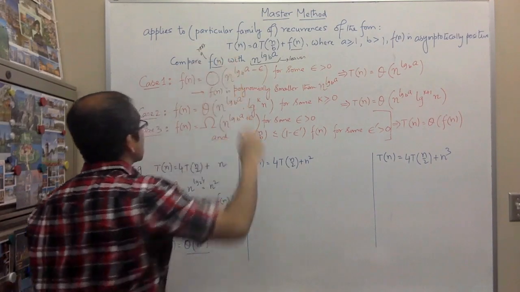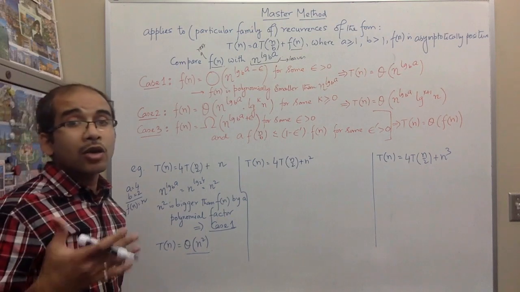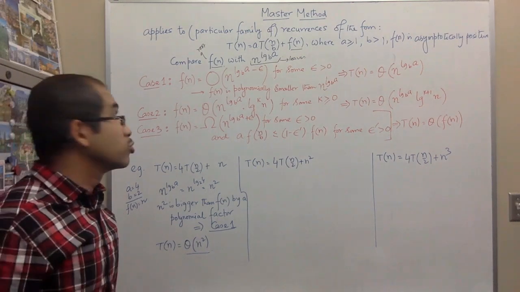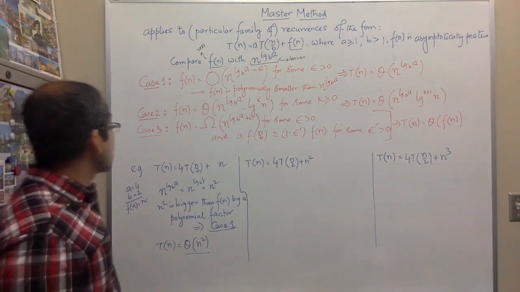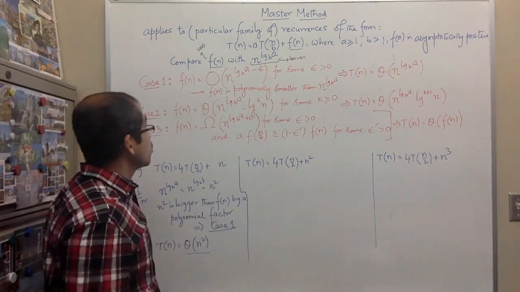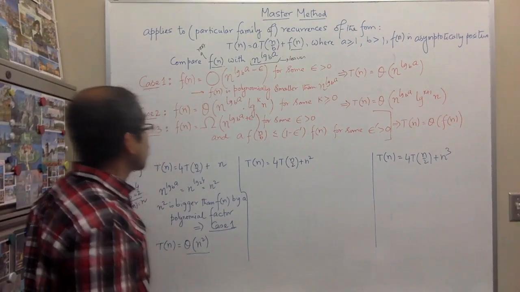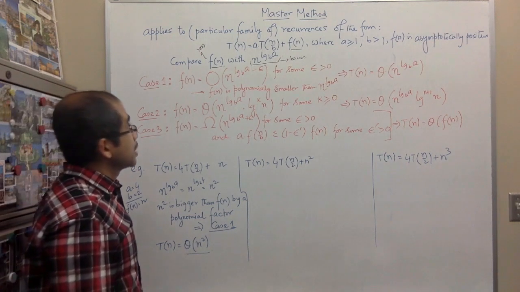So when we say compare f(n) with n to the power log a to the base b, we are trying to compare the cost which is incurred by the root level with the cost that is incurred by the leaf level. Now, as we said, there are three different cases. Case 1: f(n) equals big O of n to the power log a to the base b minus epsilon, for some epsilon greater than 0.